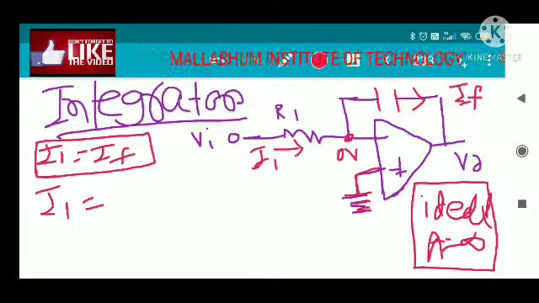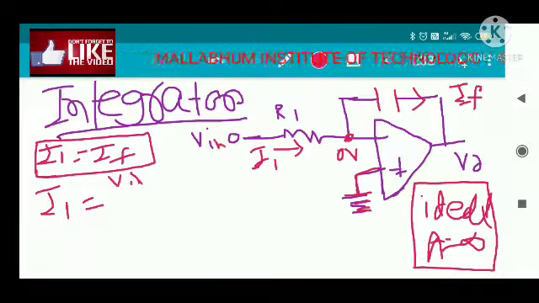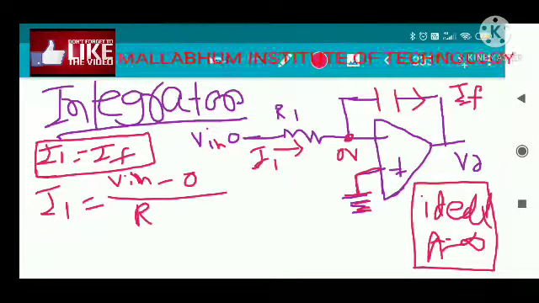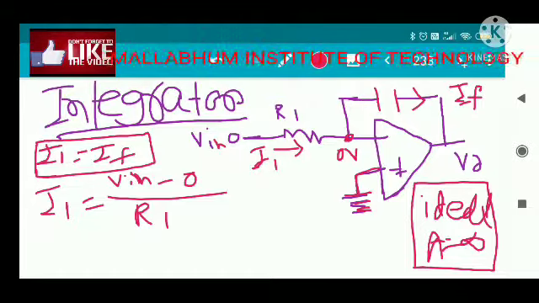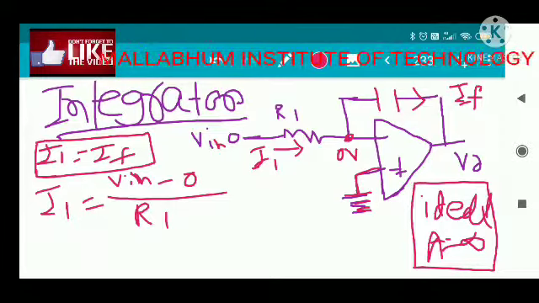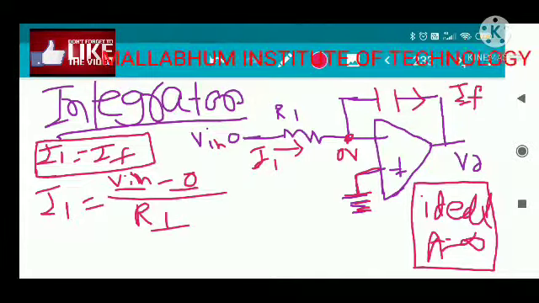So the current flowing through the resistance R1 is I1, and I1 is equal to Vin, the input voltage, minus 0, divided by R1. The non-inverting terminal is at ground potential, which means node A will also be at ground potential, the virtual ground, so this potential is 0 volt. So I1 is Vin minus 0 divided by R1.